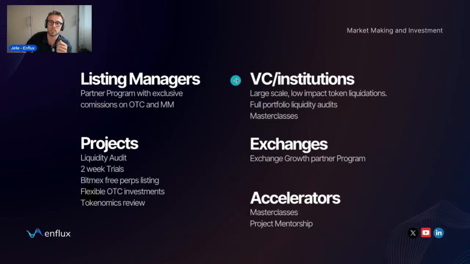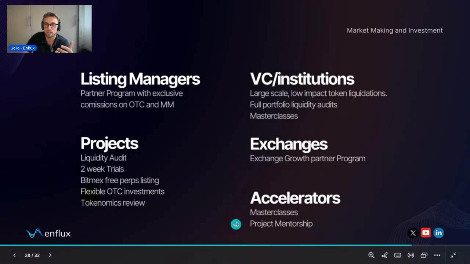For VCs and institutions, we do large-scale, low-impact token liquidations. We do full audits and master classes like these, or on specific topics for their portfolio projects. There's also the Exchange Growth Partner Program, where we help exchanges grow, especially early on, with getting them projects. We do market making for a lower fee. And lastly, we do masterclasses at accelerators and project mentorship as well.